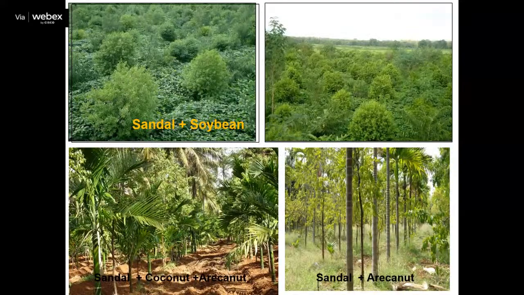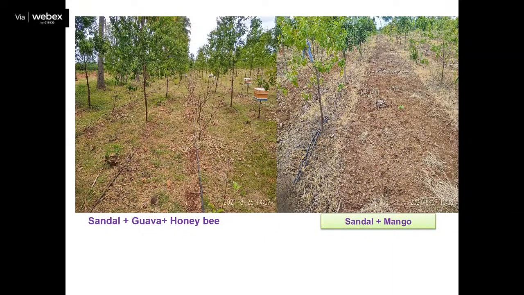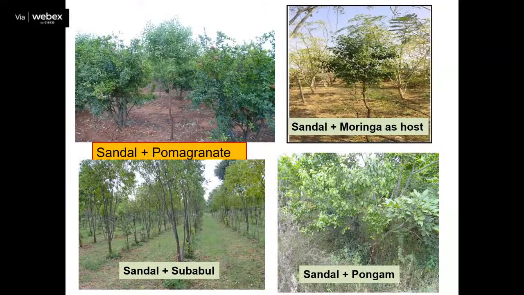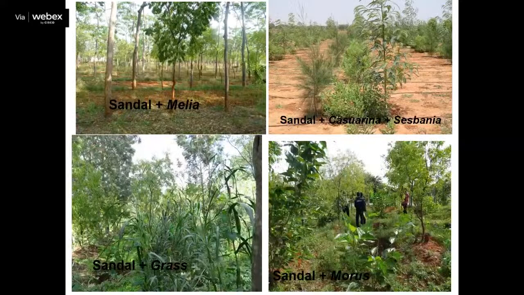And even people are using guava with honeybee. In Ram Durga, the farmer using honeybee also planted, and it is a hybrid guava. He has pruned periodically. He is getting revenue from the guava also up to maturity of the sandal. This is sandal, arecanut, sandal, soya bean. Moringa also you can use. Subabul.